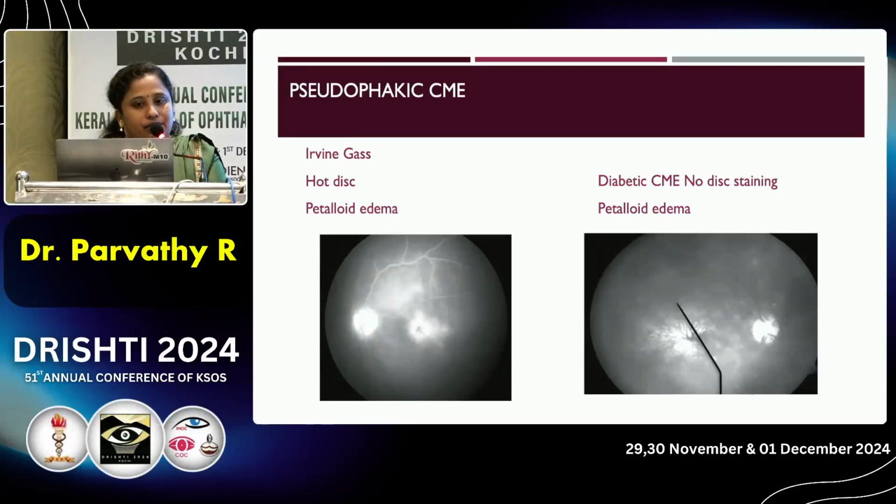Another role of this FFA is in identifying pseudophakic CME. In a pseudophakic patient with cystoid macular edema, we always have to differentiate whether it is caused by Irvine-Gass syndrome or diabetic CME. In FFA, if it is Irvine-Gass, we will get late-stage petalloid edema, and the disc will be leaking in the late stages. In diabetic CME, there won't be disc staining unless there is neovascularization of the disc. Both of these will have petalloid edema on FA, but based on the disc finding, we can classify, and treatment can be done accordingly.